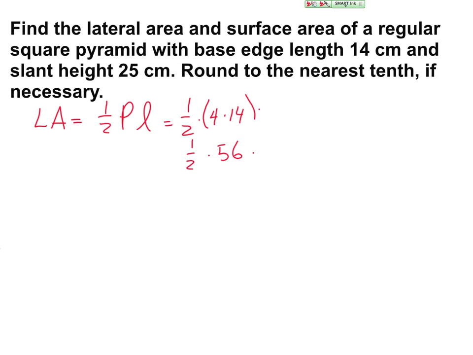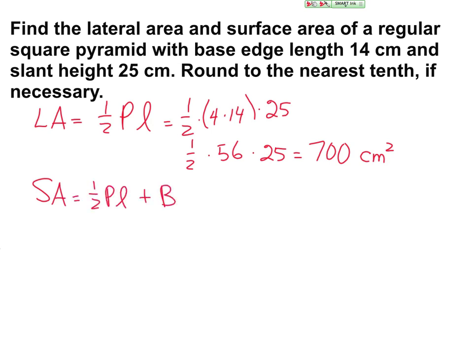Okay, and the slant height is 25. So what's 1/2 of 56 times 25? 700, and we are in square centimeters. Okay, that's all the triangles. Now to get the total surface area, we have to add on one base. So the total formula was the lateral area plus one base. So this was 700.